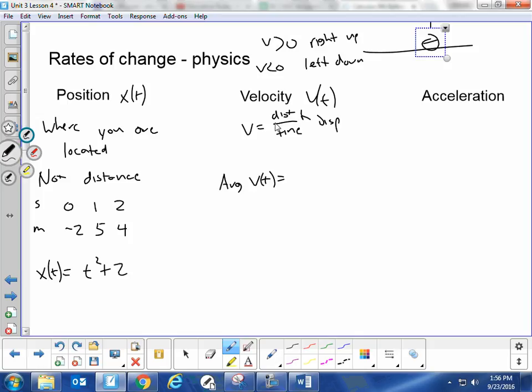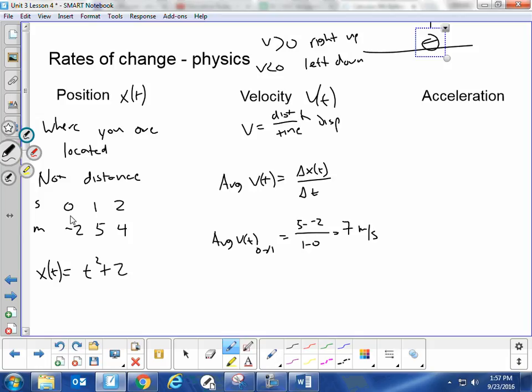Well, velocity is displacement over time. So we could say it's just the change in my position divided by the change in my time. If I want to find the average velocity between 0 and 1 seconds, my displacement would be 5 minus -2 over 1 minus 0. What is this? This is just a slope formula. That would be 7 meters per second. So I just use slopes of position to find velocities.